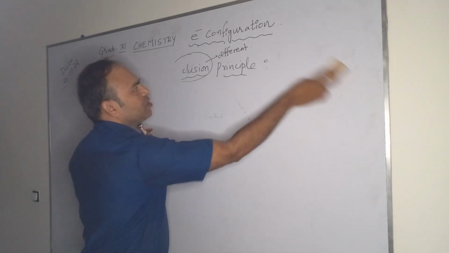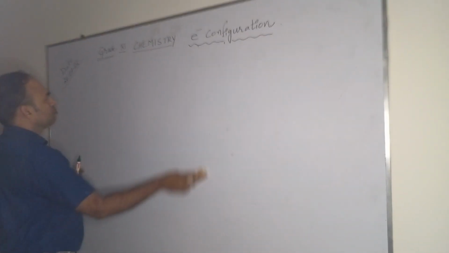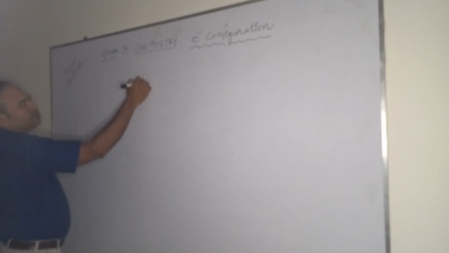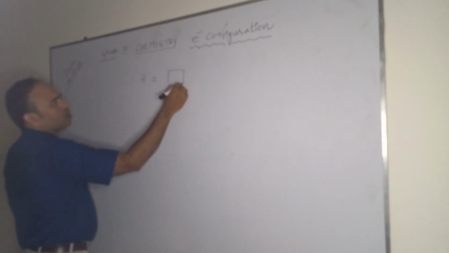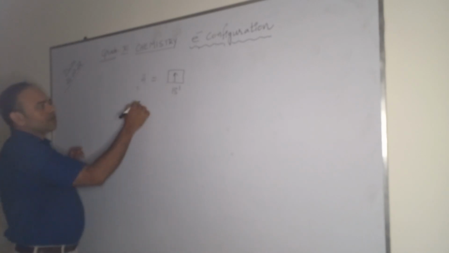There are some exceptions, that is chromium and copper, which are deviating from these 3 rules. But we will discuss normal electronic configuration first. Hydrogen: according to the rule, 1s we have to write, so single electron, 1s1.